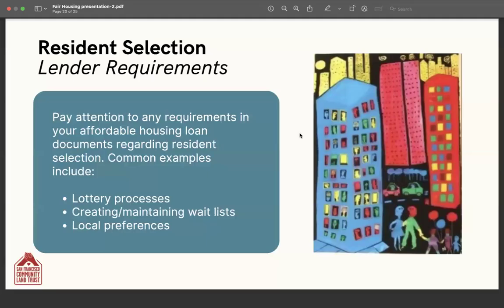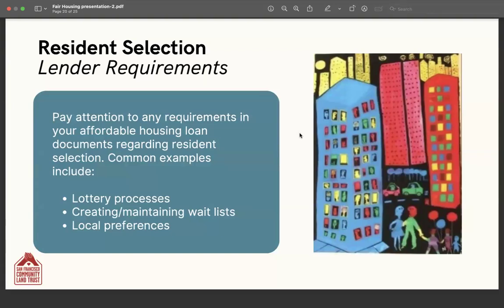And some of the common examples that you will likely see mentioned in those loan documents are referenced. The big one includes lottery processes. So, the process of people submitting applications and then a lottery being run in order to put people in numerical order for you to then process and go through that list from the beginning to the end. And then a whole host of rules around how quickly you respond to people, how you respond to people. So pay attention if that is mentioned in your loan documents.